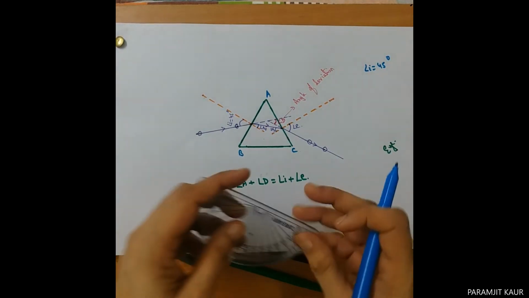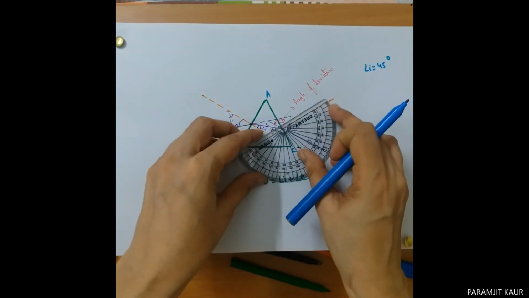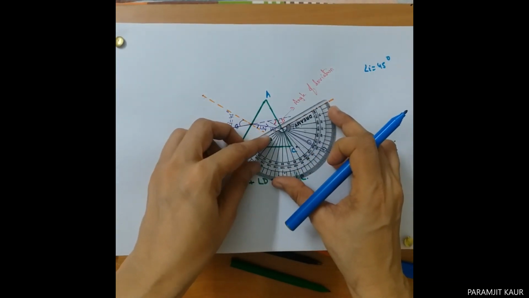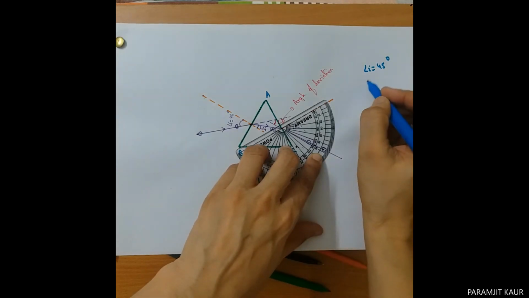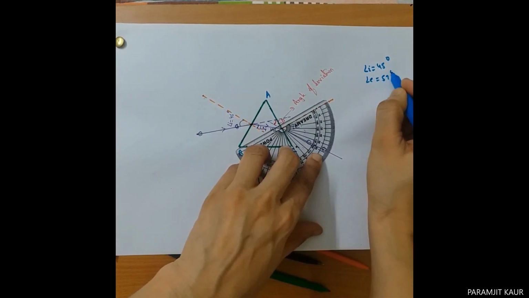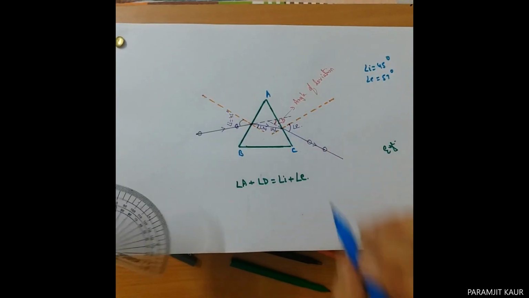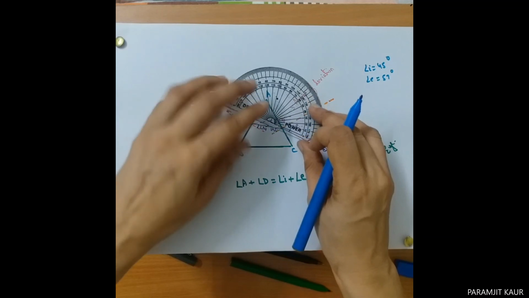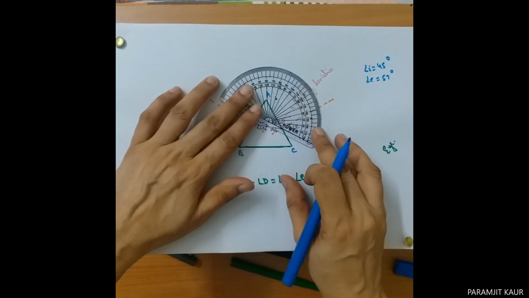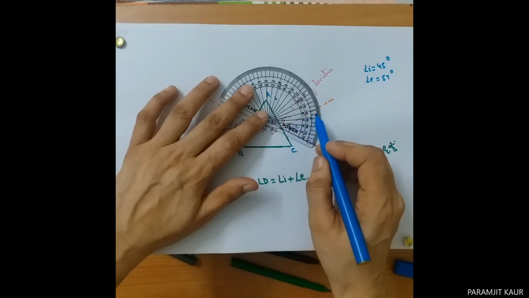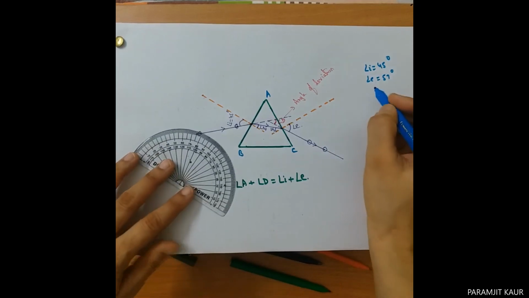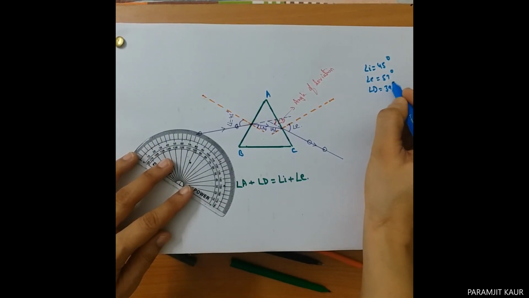Now if I measure the angle of emergence by placing the protractor on the normal, I get the angle as 57 degree. Now I need to measure my angle D. So I'll place it over here and I'll measure the angle D. Now when I place it here, my angle D comes out to be around 39 degrees. So angle D is 39 degrees and angle A we know is 60 degree.